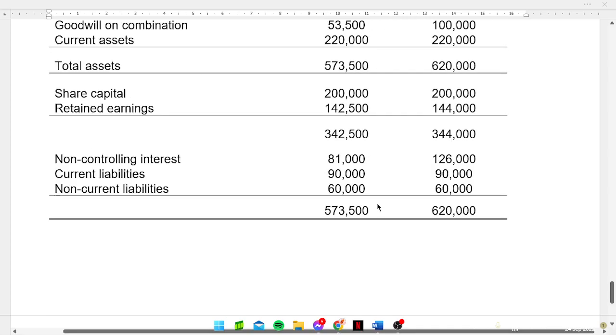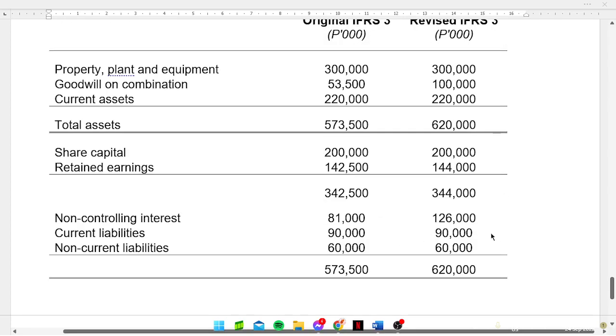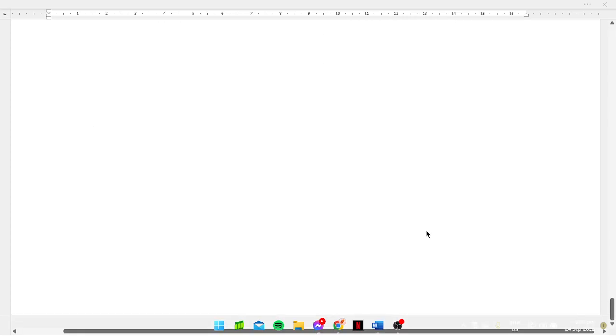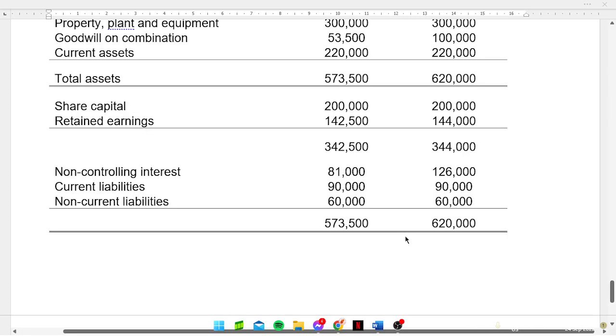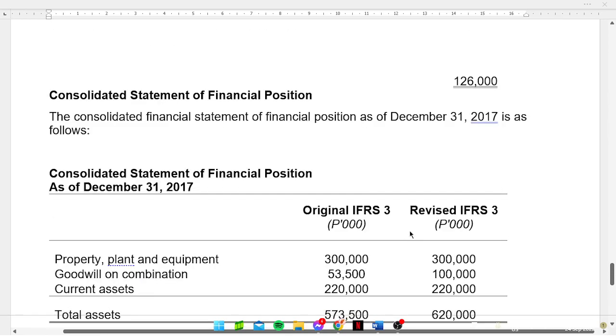The current liabilities are 90,000 and 90,000. Add the 40,000 from P Inc. and S Inc. The non-current liabilities of 60,000 respectively to get the 573,500 and 620,000. Yun na po, sir. Okay.